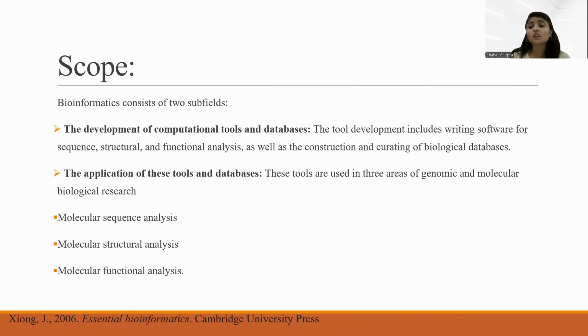Now, the scope of bioinformatics includes two fields. First is the development of computational tools and databases, and the other is the application of these databases. The development of tools and databases includes writing software for sequence, structure, and functional analysis, as well as the construction and curation of biological databases. And its application includes molecular sequence analysis, structure analysis, and functional analysis.